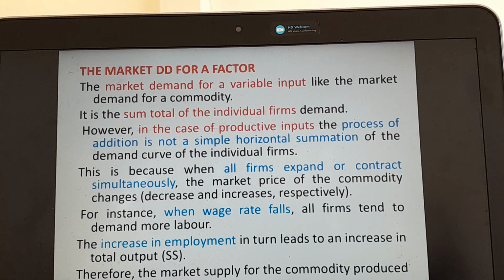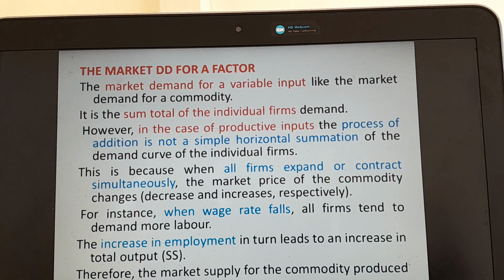Now similar to that, there is a market demand for a factor. The market demand for a variable input is like the market demand for a commodity. It is similar. In the commodity market, horizontally adding the individual demands gives us the market demand. It is the sum total of the individual firms' demand. However, in the case of productive input, the process of addition is not a simple horizontal summation.